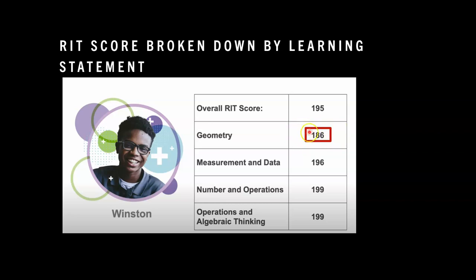So if we're looking at geometry, we can see that he scored his lowest here at a 186. So geometry is definitely going to be an area of focus that Winston needs to work on. Winston got a 196 on measurement and data, and a 199 in both number and operations and algebraic thinking. So obviously these two learning statements are where he is the strongest, and then again geometry is where he is the weakest.